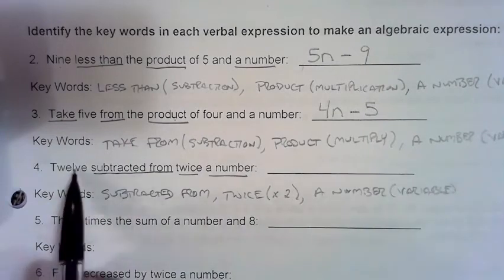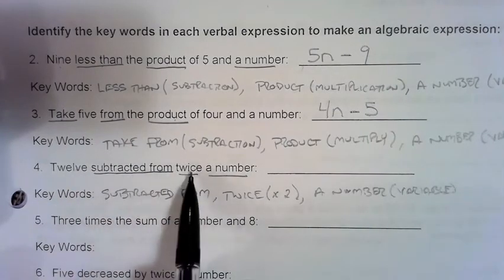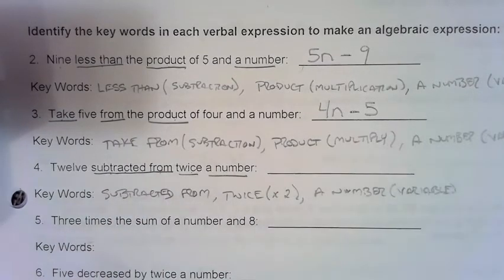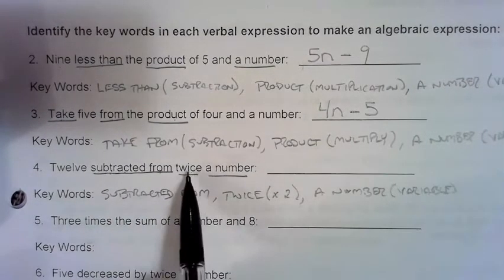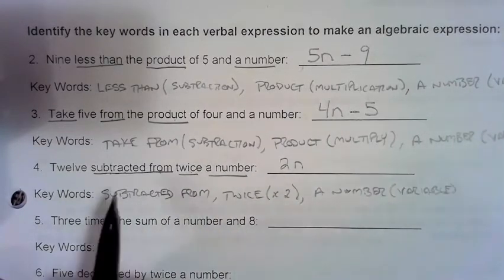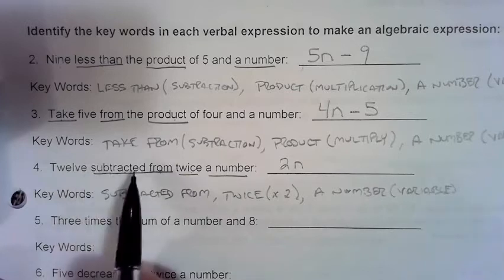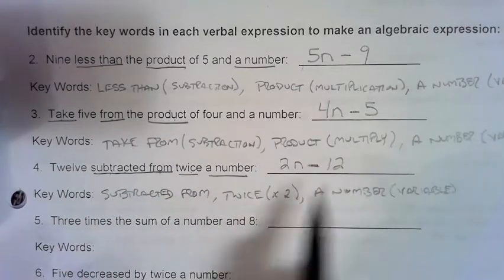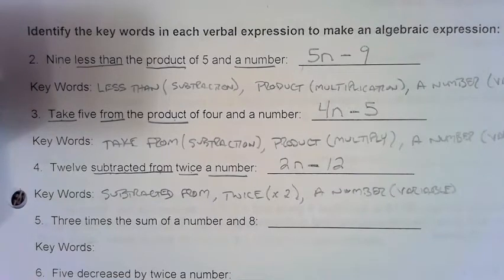So 12 is going to be subtracted from twice a number. Again, subtracted from, I have to switch my order. So I have to do twice a number, 2 times some number n, and then subtract 12 from that, or 12 subtracted from that, minus 12. The expression is going to say 2n minus 12.